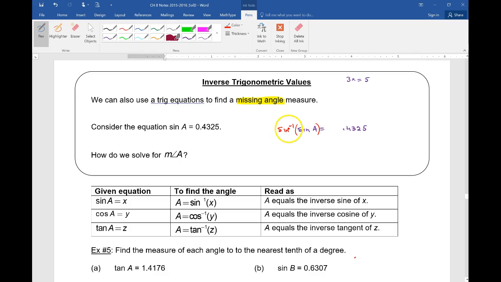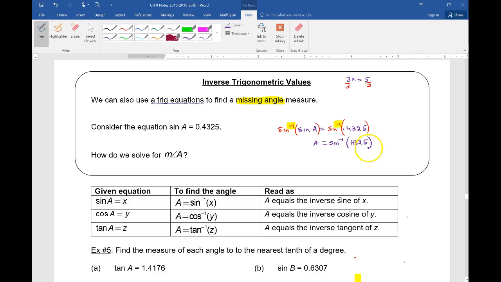Now, whatever you do on this side, so if you divide by 3 on this side, you must do the same on that side. So you do inverse sine of this. Inverse is denoted by this exponent of negative 1. What this essentially does is get rid of the sine for us. So A here is equal to inverse sine of that number.